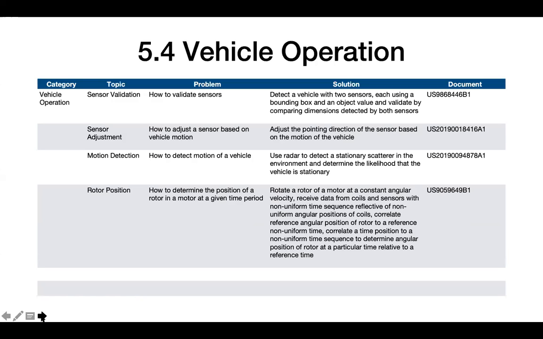Rotor position, how to determine the position of a rotor in a motor at a given time period. Rotate a rotor of the motor at a constant angular velocity, receive data from coils and sensors with non-uniform time sequence reflective of non-uniform angular positions, and correlate that to determine the position of the motor.